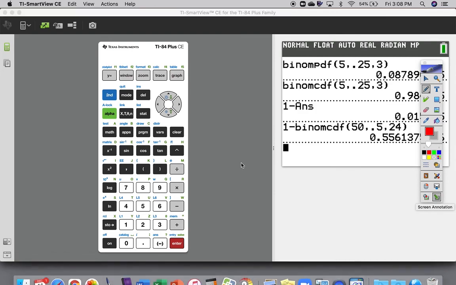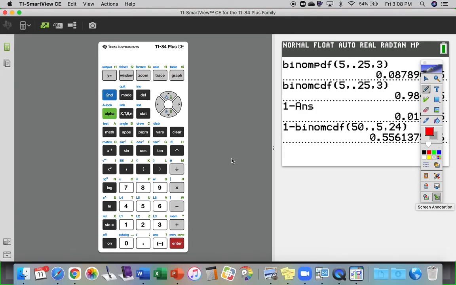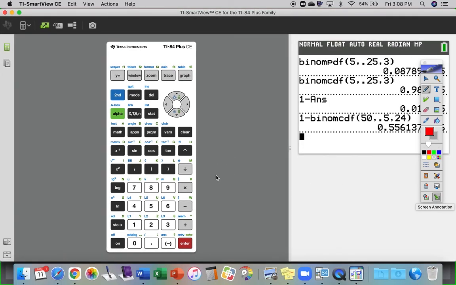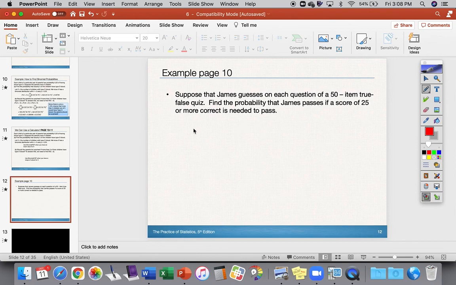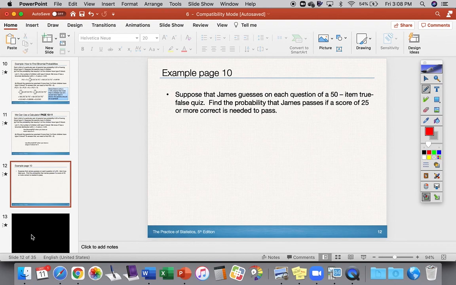Make sure you answer the question. There is a 55%, or 56%, probability that he passes the test, meaning guesses 50% or more correct. Okay. Now, binomial CDF will not always be 1 minus.